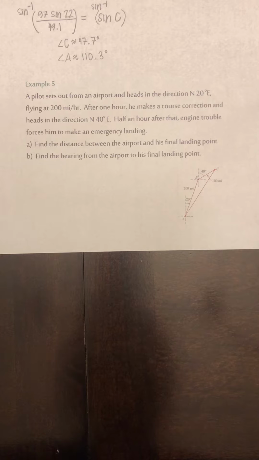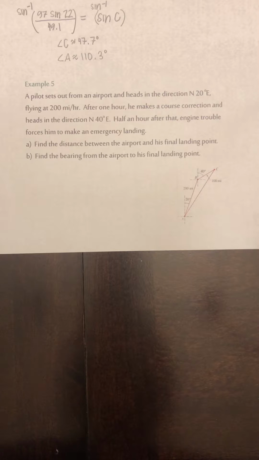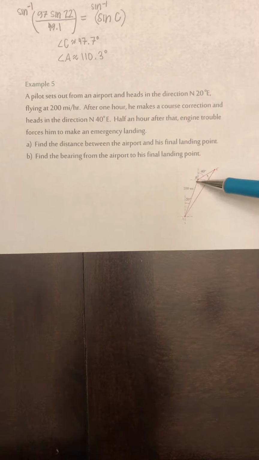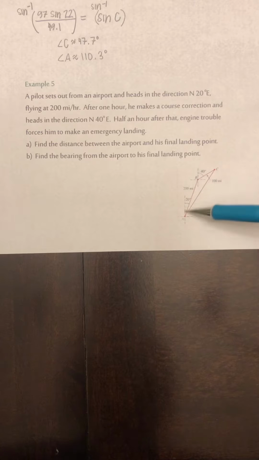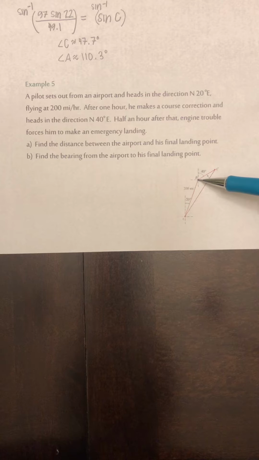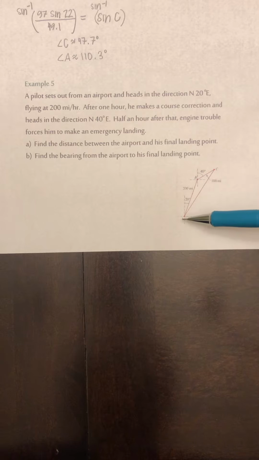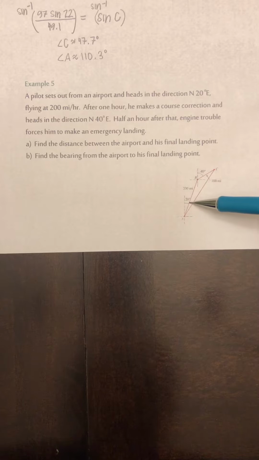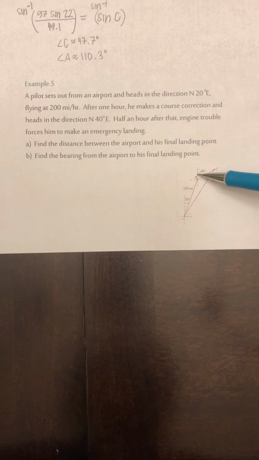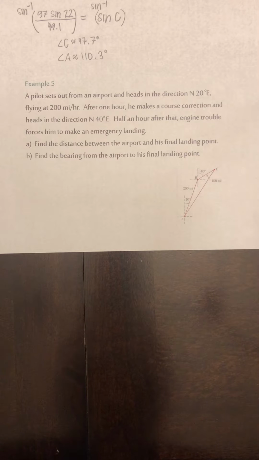After 1 hour, he makes a course correction and heads in the direction north 40 degrees east. So for 1 hour, the plane went a distance of 200 miles. He then gets to point B, and now he's continuing to go up and to the right, but he's changed his angle measurement to 40 degrees. All right, that's what that's telling us. So he started off going north and to the right 20. Now he's changing it, and he's going to go north and to the right 40 degrees.